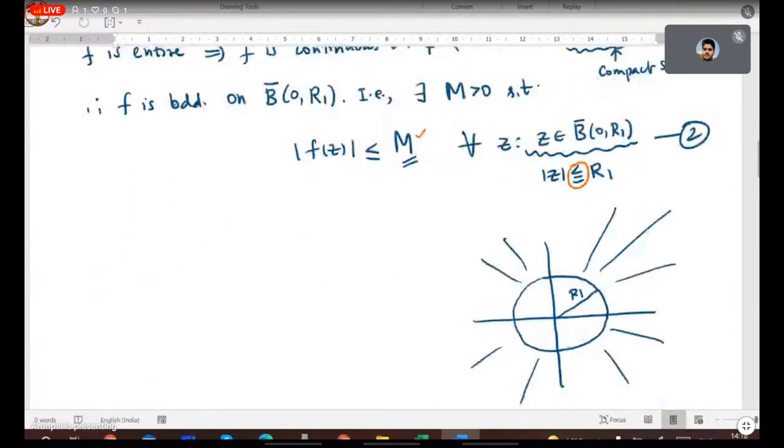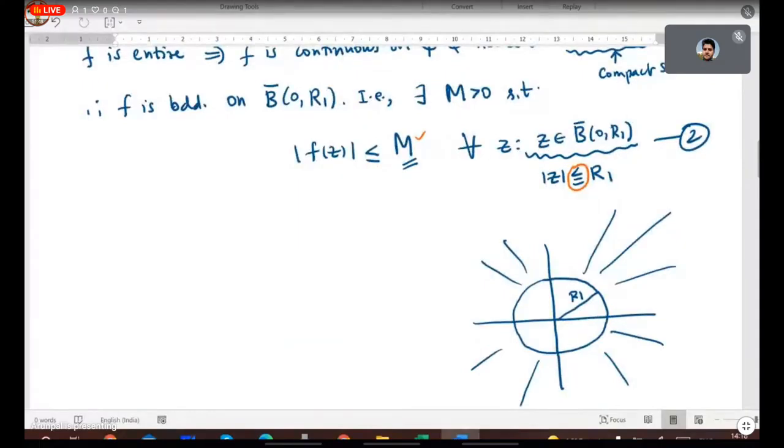So class, now I am going to conclude it. So let M dash be equal to the maximum of M comma 1. Is this okay, class? Yes, sir. And you can talk of the maximum of two numbers, there is no problem in it.